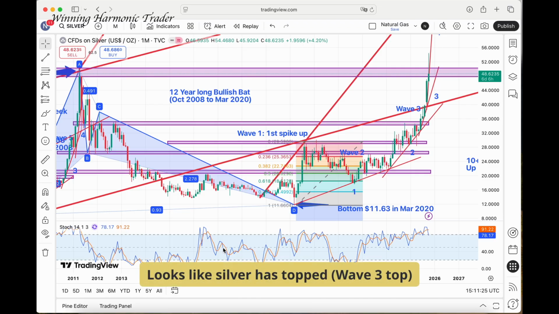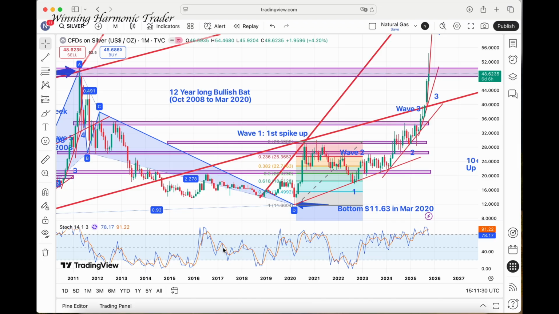We may have seen wave 3 top in fact. At first I didn't realize it because I have been so bullish on silver. But then it slowly dawned on me we may have seen wave 3 top, and in fact wave 4 may have started, right? So in this video I'd like to talk about if wave 4 actually started, how low silver can fall.